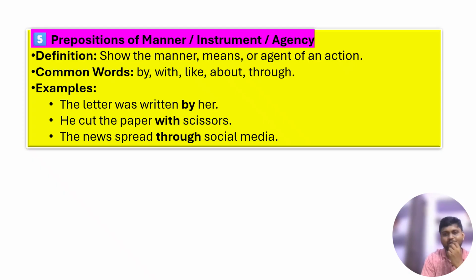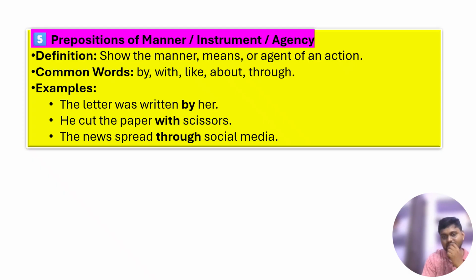The fifth type of preposition is of manner, instrument, or agency. These show the manner, means or agent of an action. They show by which resources or a person the action is being conducted. For example, the letter was written by her shows the involvement of her in writing the letter. He cut the paper with scissors.